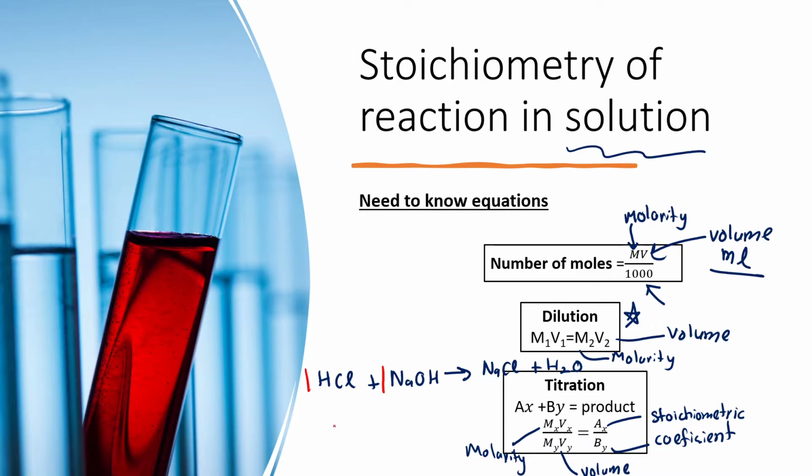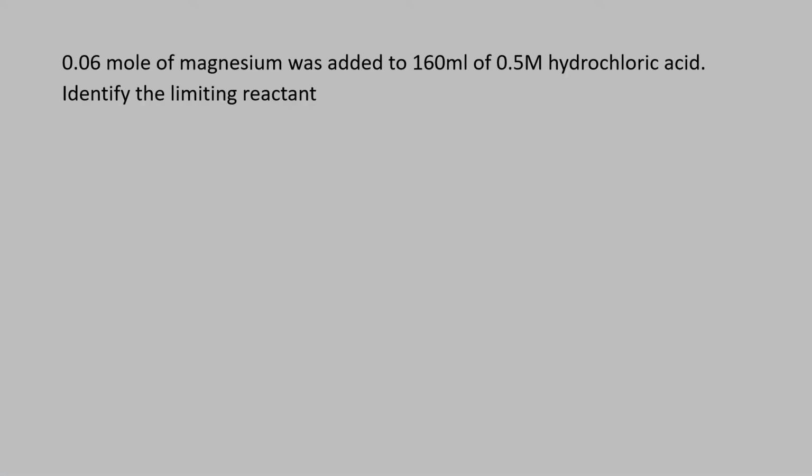So when the M HCl and V HCl over M NaOH and V NaOH should be equivalent to the stoichiometric coefficient, which is 1 we get from the HCl and 1 we get from NaOH. It depends, sometimes there is 2, sometimes 3, depending on the stoichiometric coefficient. Okay, so let's see the example question.